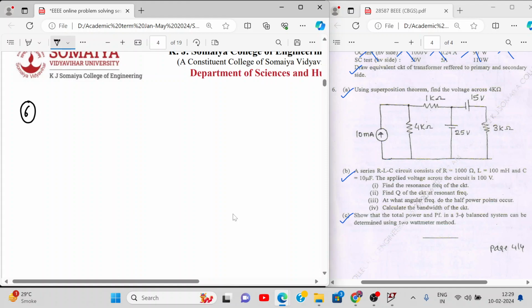Here you have to be careful over here. Using superposition, we need to find voltage through 4 kilo ohm resistance. So everything is in kilo ohms and milliampere. We have to be careful in this. So let me draw this. This is 10 milliampere. Don't worry about the milliampere kilo ohms.